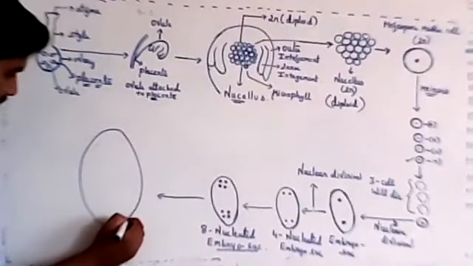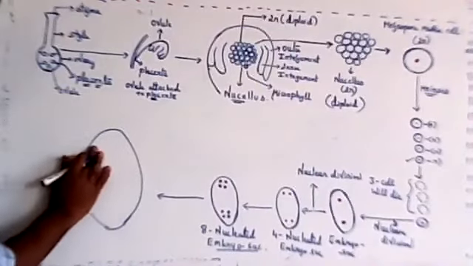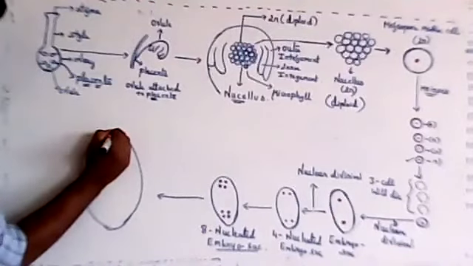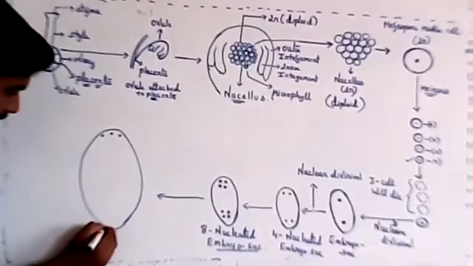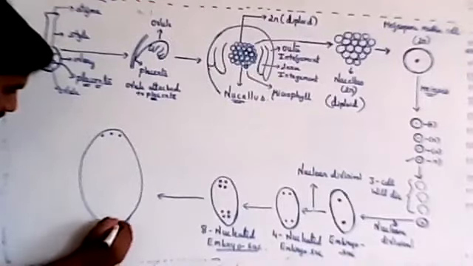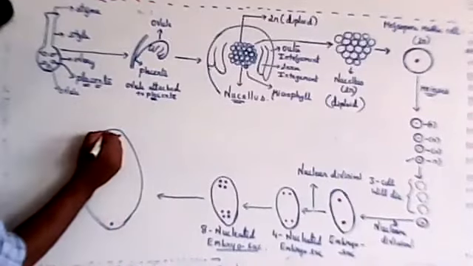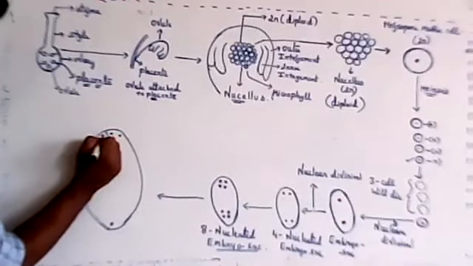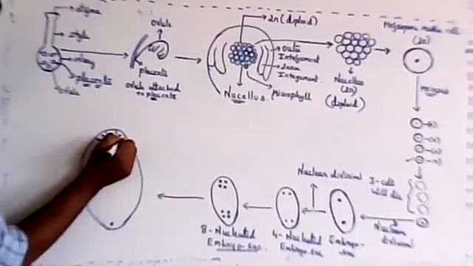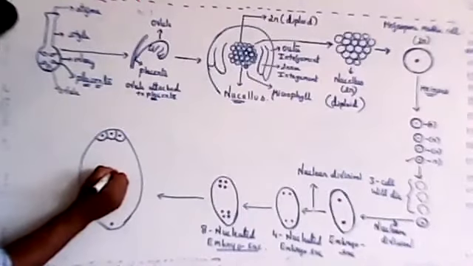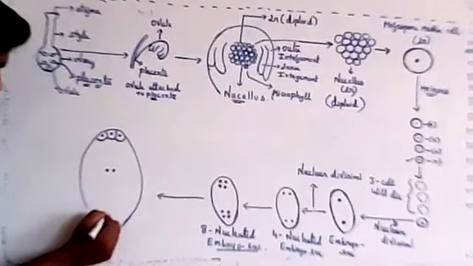Okay, so this will be the embryo sac. Inside this, 3 nuclei will migrate on the top, then 3 will migrate at the bottom. When the 3 nuclei migrate on the top, there will be formation of cell wall. In plants, all the cells have a cell wall. Then 2 nuclei will migrate at the center.